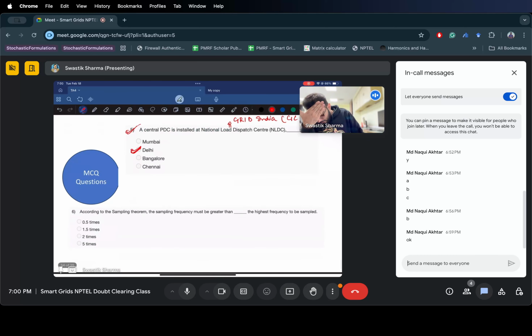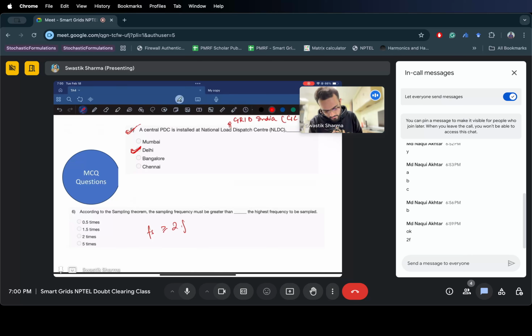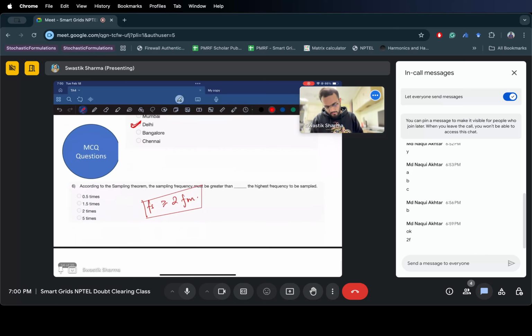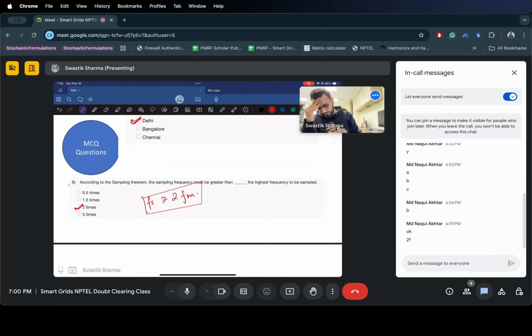Next, according to the sampling theorem, the sampling frequency must be greater than what? The highest frequency to be sampled. I just covered this, right? The sampling frequency should always be greater than twice the maximum frequency component. So the answer is 2.